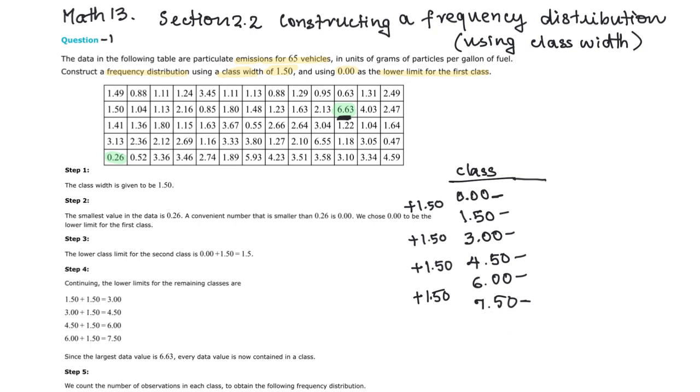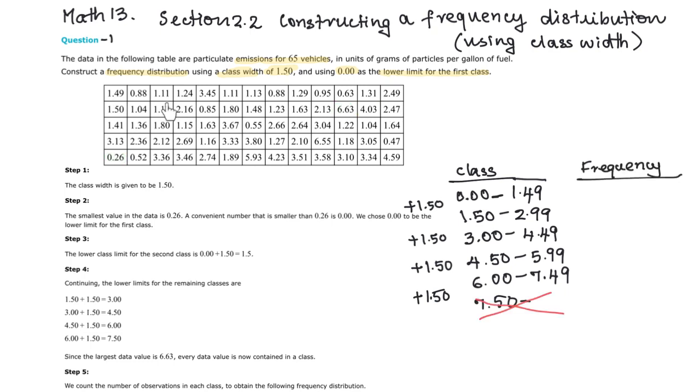So I stopped there. Now I need to decide the upper limit for each class. Since there should not be any overlap between the classes, I need to pick a number which is smaller than this. Since the data is rounded to two decimal places, I need to pick a number smaller than that. So this will be 1.49. And here I need to pick a number smaller than 3, so it will be 2.99. And continue the procedure. 6.63 falls under this class, so we don't need this class. So we can remove that.